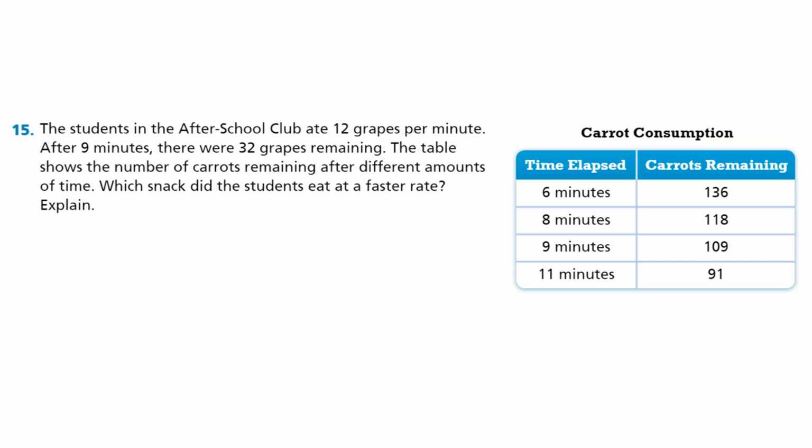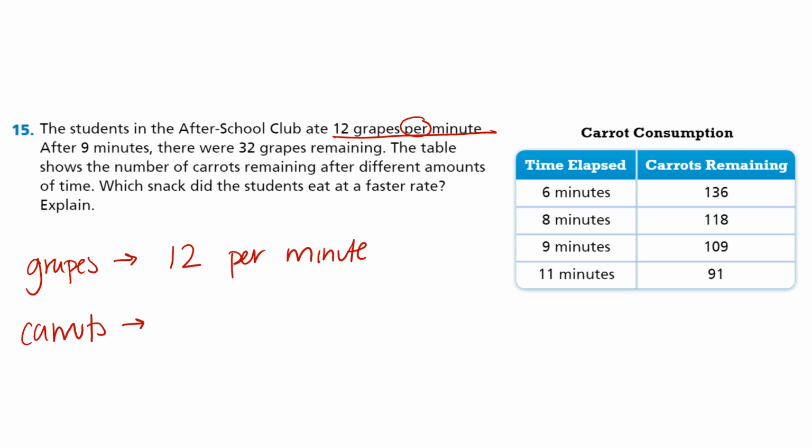After school club ate 12 grapes per minute. After 9 minutes, there were 32 grapes remaining. The table shows the number of carrots remaining after different amounts of time. Which snack did the students eat at a faster rate? So if we're talking about grapes, the word problem tells us that they ate 12 grapes per minute. Per is our key word. And then for carrots, we have to solve the table, and we can solve it in pieces.